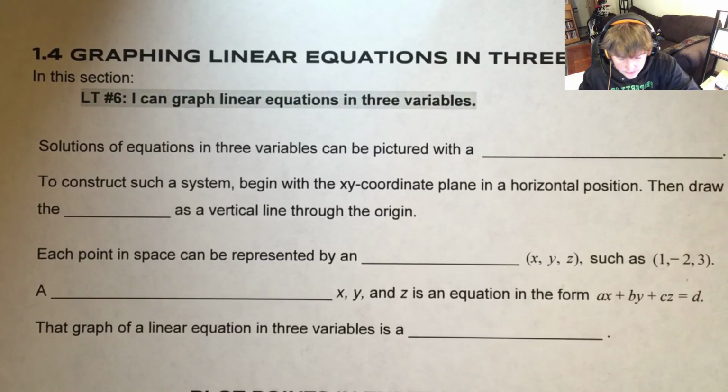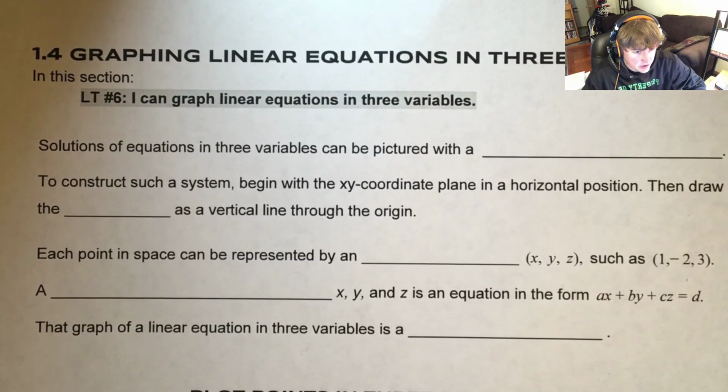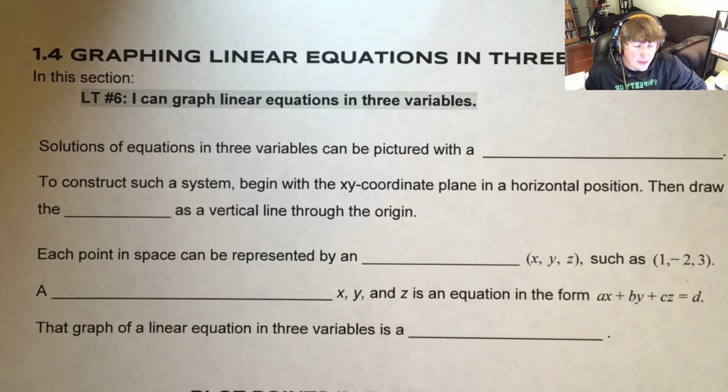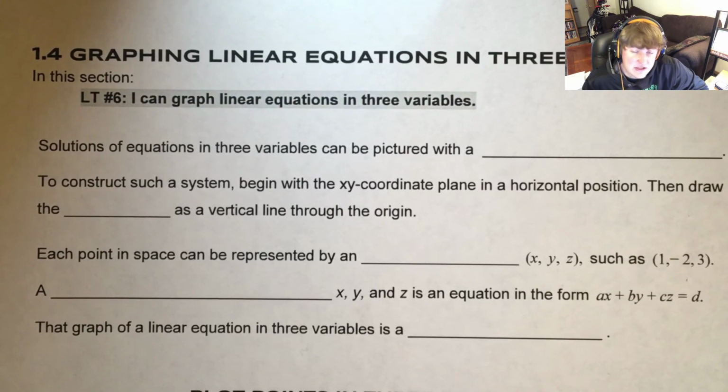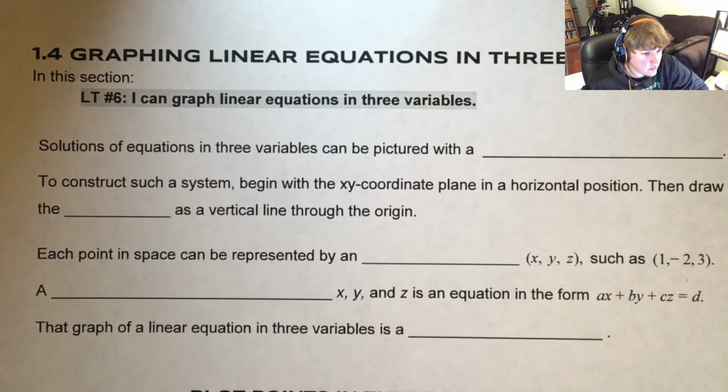All right, so we are going to work on 1.4, which is going to be graphing linear equations in 3 variables. But before we do that, we're just going to have to get some basics here about what it's going to look like in 3 variables and how the equations are going to appear. And then we also have to get some basics about our new coordinate system that we'll be working with for the next section.